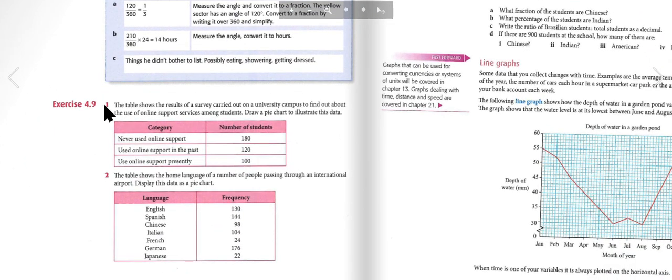Exercise 4.9. Question 1. The table shows the results of a survey carried out on a university campus to find out about the use of online support services among students. Draw a pie chart to illustrate this data.